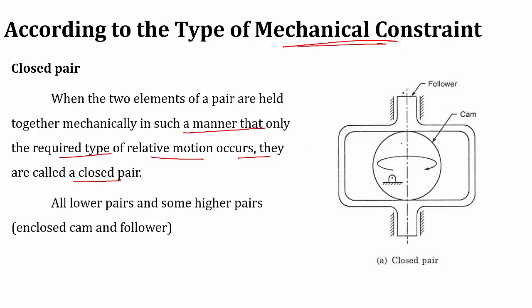For example, here you can see that this is a cam that is revolving inside the follower socket. Here no external mechanism is used to keep the cam and follower in contact, because it is already in contact. No external force is required to close the system. So that is why it is called a closed pair.